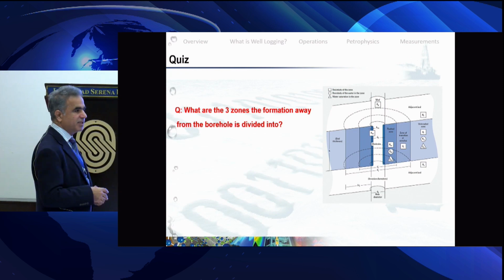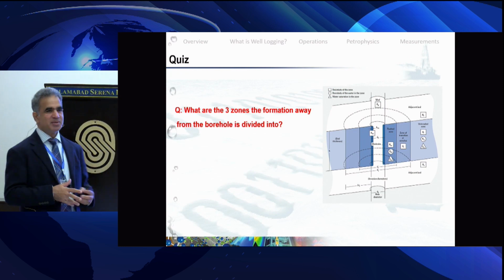Okay, so I have some quick questions. Not to test how good you are, but just to refresh and get an idea that you were listening carefully. So what are the three zones the formation away from the borehole is divided into? This is the question.